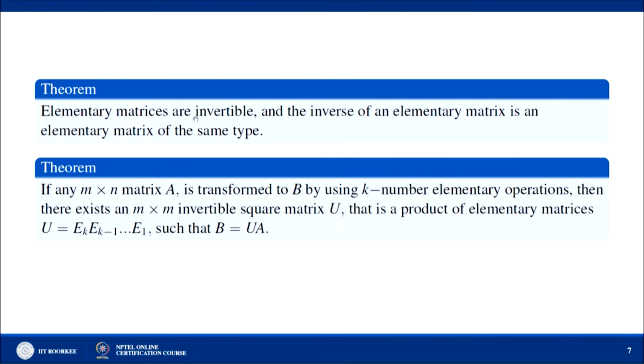And why are elementary matrices invertible? You see, elementary matrices are obtained from the identity matrix by applying some elementary row operations. If you take a matrix A and apply some elementary row operation on it, you get a new matrix B which is row equivalent to A.